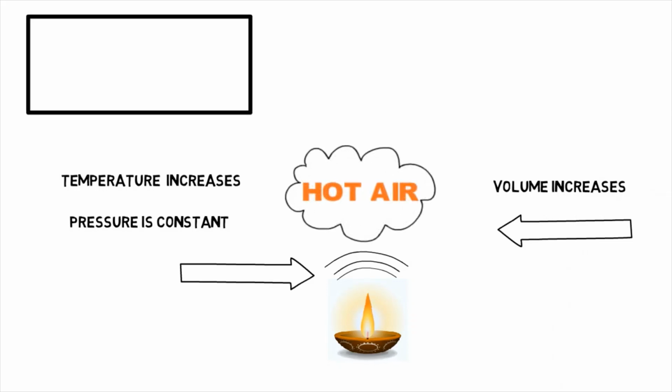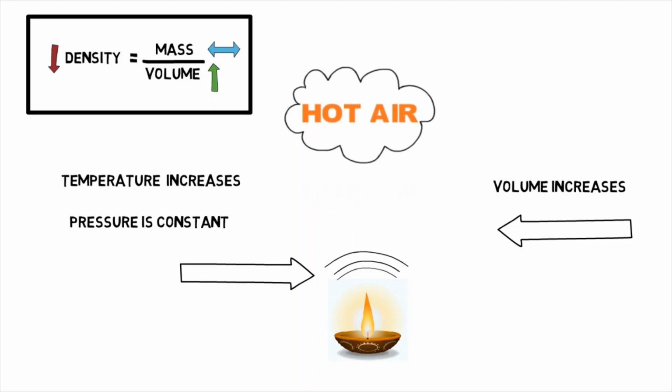Now we all know that the density is calculated as mass divided by volume. In this case, even though the volume of the air increases, its mass does not change. This causes the density of the hot air to reduce. And as we covered in the previous video of the submarine, the lesser dense the object is, the more buoyant force it experiences. So now, because of the buoyant force, the hot air rises above.